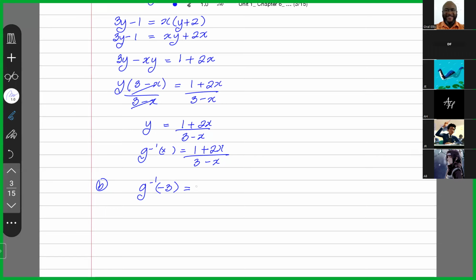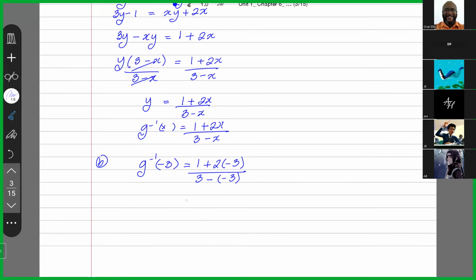So this is 1 plus 2 times minus 3 over 3 minus minus 3. Wherever I see x, I replace it with minus 3. This becomes 1 minus 6 over 3 plus 3. This becomes minus 5 over 6. g inverse of minus 3 is minus 5 over 6.